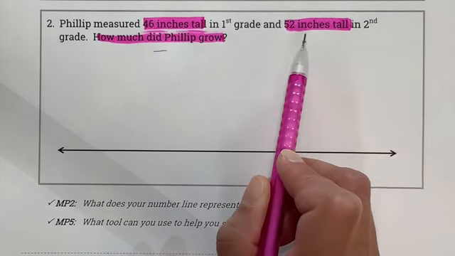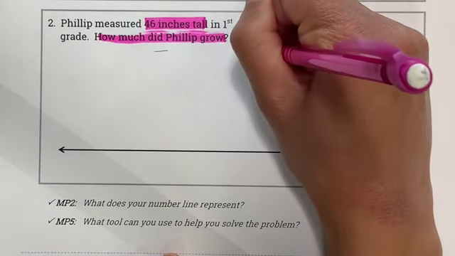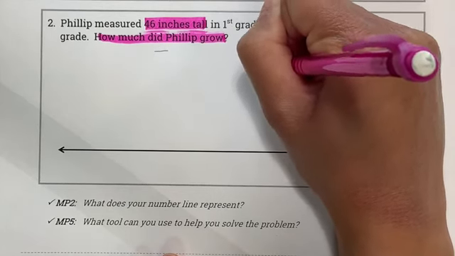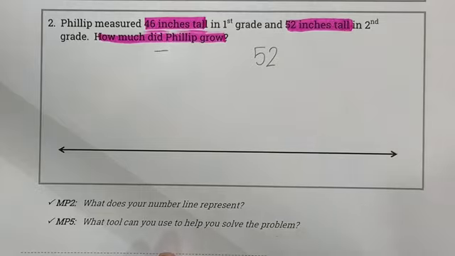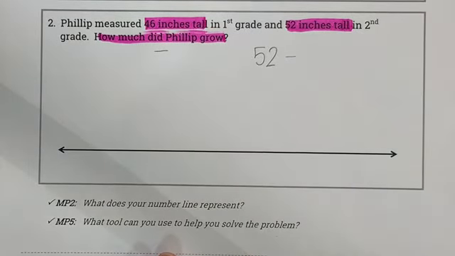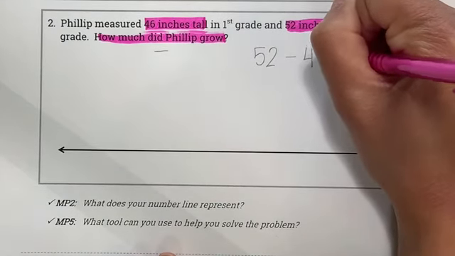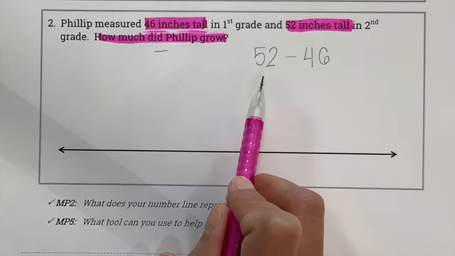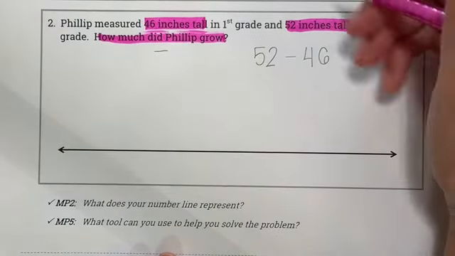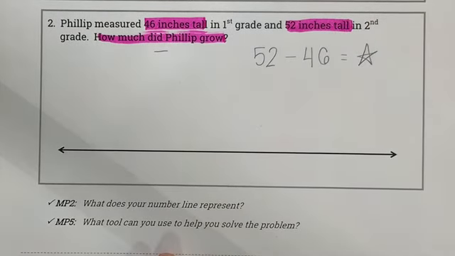So in subtraction, to write an equation, I always need to start with the bigger number. If I start with the smaller number, then my difference will end up being a negative number. And in second grade, we don't work with negative numbers. So I start with 52, and I'm going to subtract 46. So my minuend is 52, my subtrahend is 46, and I am solving for an unknown.